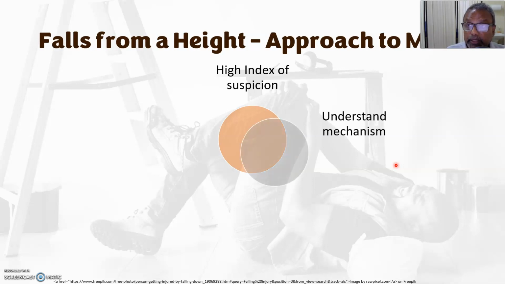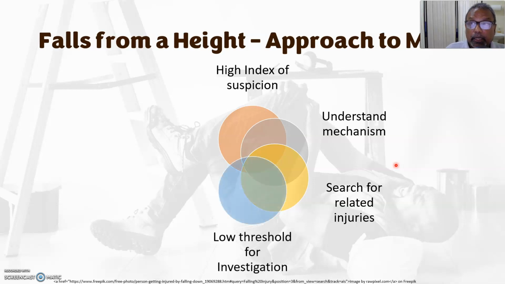If we understand the mechanism, as we discussed, we'll know where to look for the injuries. Remember that patients often have more than one injury, so we should be searching for related injuries, and when we find a single injury, we should not stop our search. Especially the intra-abdominal injuries and intrathoracic injuries may be initially hidden. Therefore, we should have a low threshold of investigation for these patients, including various forms of imaging, X-rays, CT scans, or ultrasounds.